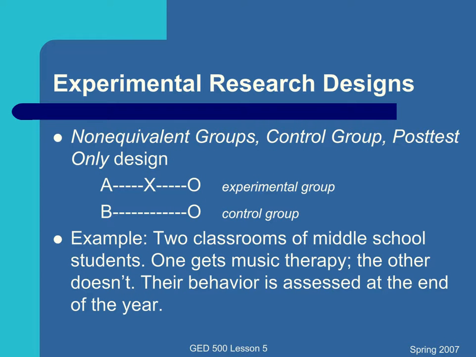Now here, for example, if we have non-equivalent groups with control group and post-test only, remember we have A here, which is our group, X is our treatment, and then O our observation. So that's for the experimental group. And then we have group B, which just has some observations, but there's no experiment or no treatment given to that group. So an example of this would be, you have two classrooms in middle school, okay? One gets music therapy for their group, and then the other does not. Their behavior then is assessed at the end of the year. So you observe their behavior, but one didn't get any music therapy. So then you see whose behavior, for instance, would be better or something like that.